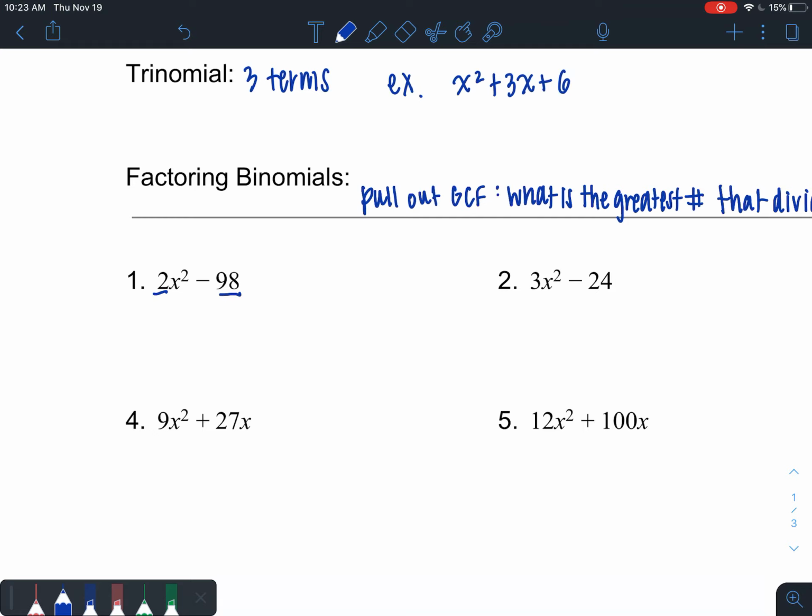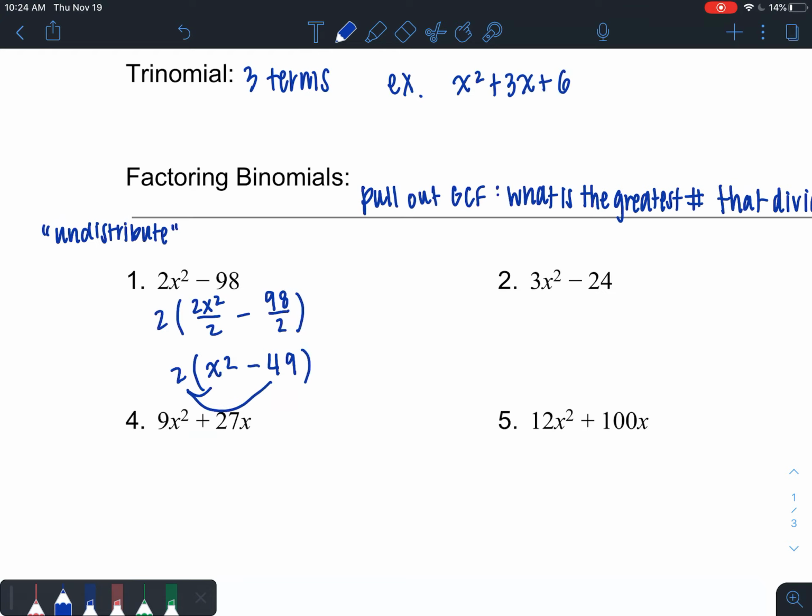So for this one here, I have a 2 and I have a 98. So what's in common is the 2. So I'm going to pull out the 2. Then I say, okay, what's 2x squared divided by 2? And then what's 98 divided by 2? So then I get 2 times x squared minus 49 is how that simplifies. Okay, so it's like undistributing. Because if we were to redistribute this through, we would get this answer right here.